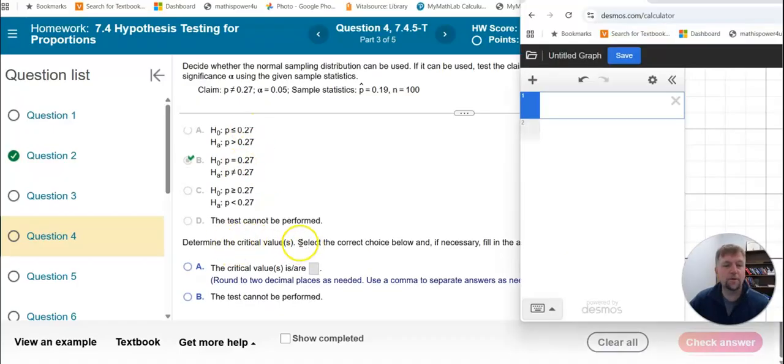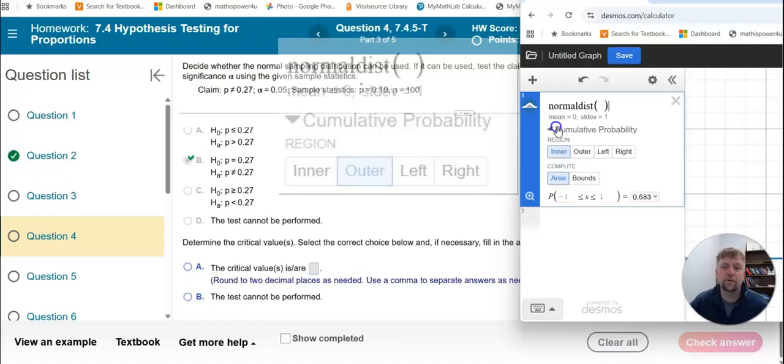If we want to get critical values, we need to pick the right test. Since this is a hypothesis test about proportions, that's the z distribution, or the normal distribution. Just open a parenthesis and close it, because it's the standard normal. To get critical values, we want to select cumulative probability.